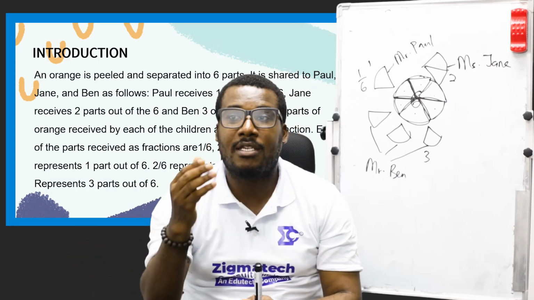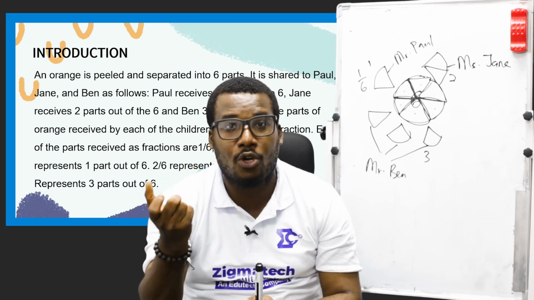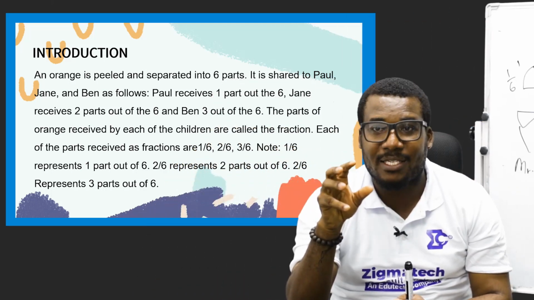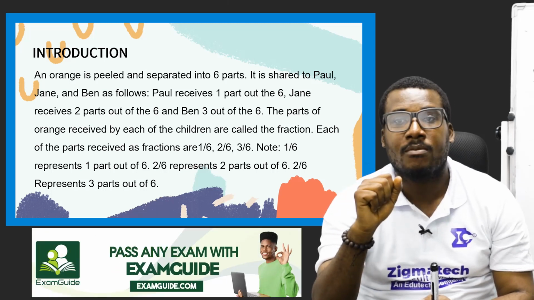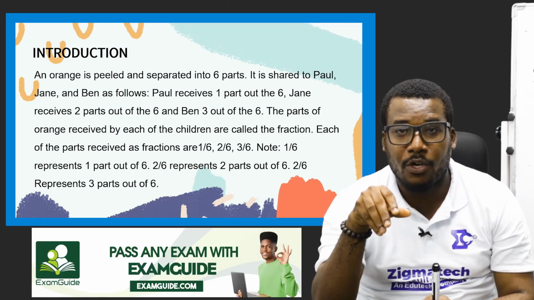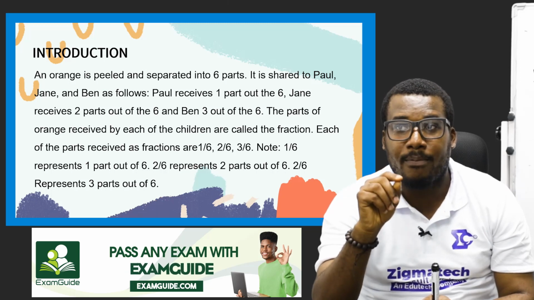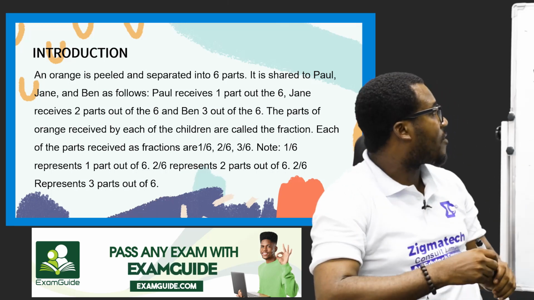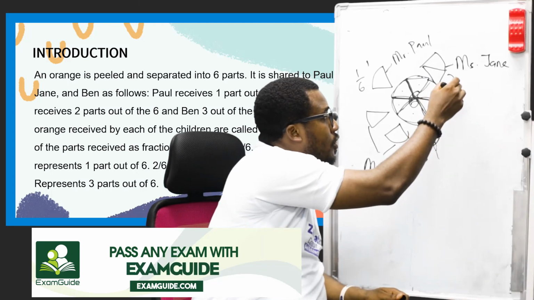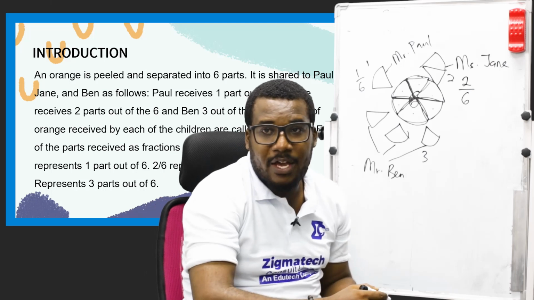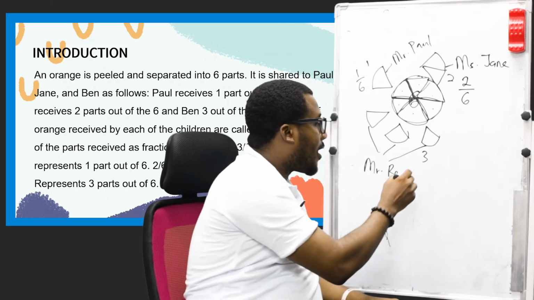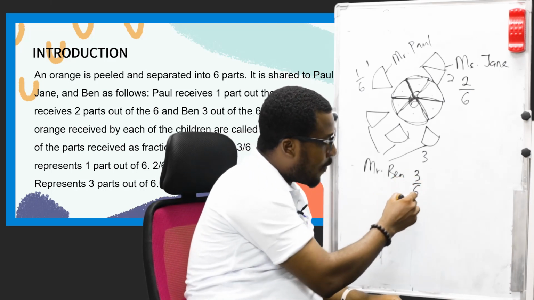So in this sense, Mr. Paul got 1 out of 6, which is the total number of parts that were divided from the one whole, which is the one orange. So the total number that was gotten from the division was 6. So Mr. Paul got 1 out of 6. Miss Jane got 2, therefore, she got 2 out of 6. And then the final person was Mr. Ben, he got 3 out of 6.